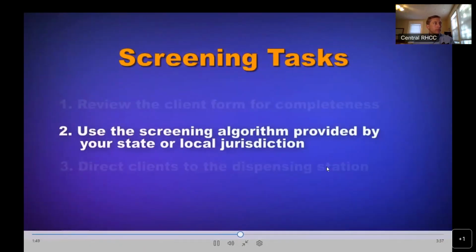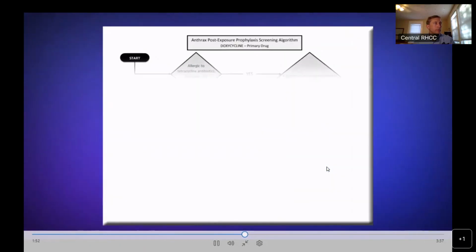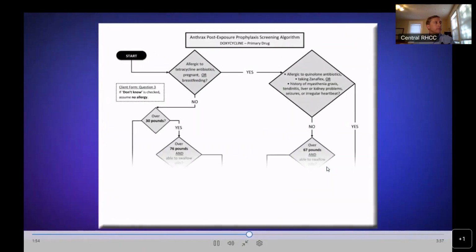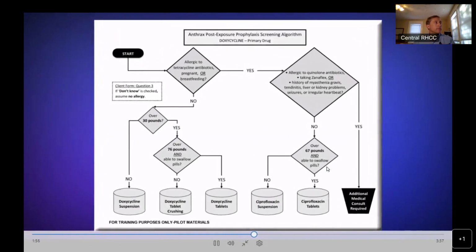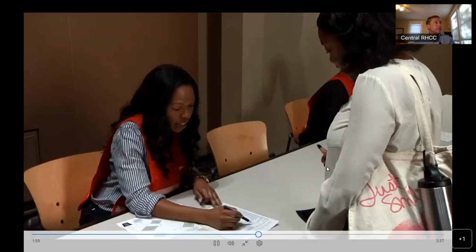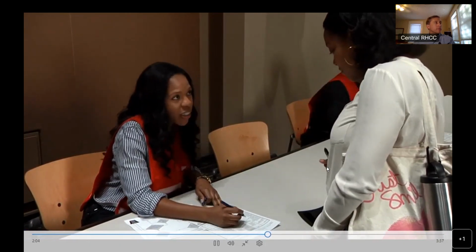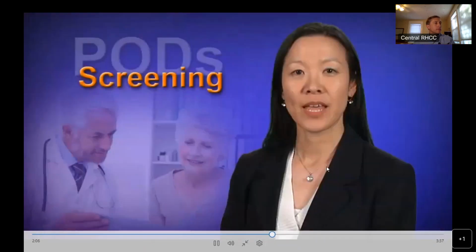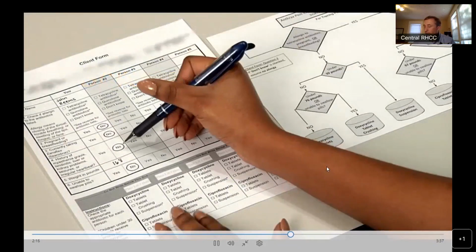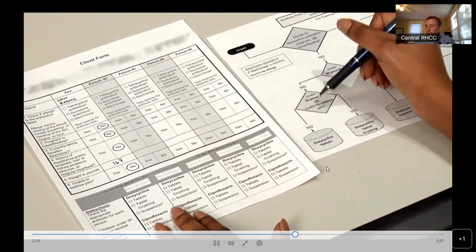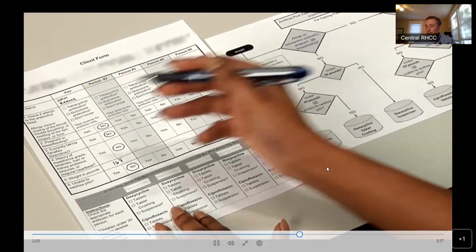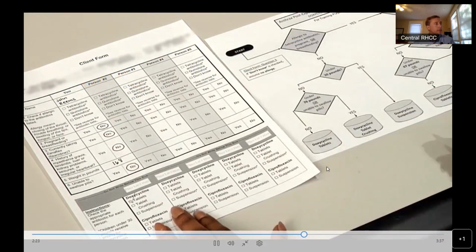Task 2. Use the state's screening algorithm, which is a decision matrix that uses the client's responses on the screening form to determine the appropriate MCM for each person listed. Screeners verbally confirm any health conditions or factors that could affect the type of MCM received with the client. Those clients who are ineligible to receive an MCM at the pod may be required to go to a healthcare provider for further evaluation. If a client is eligible to receive an MCM, note on the form the type of MCM to be received and any other required annotations.